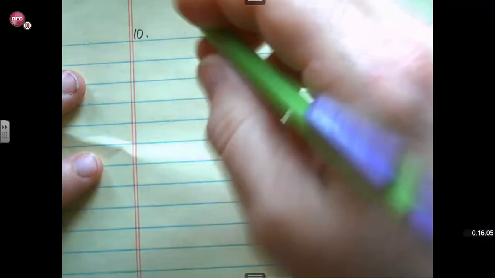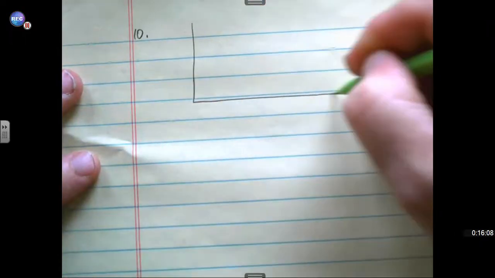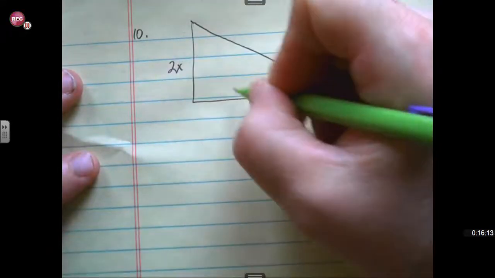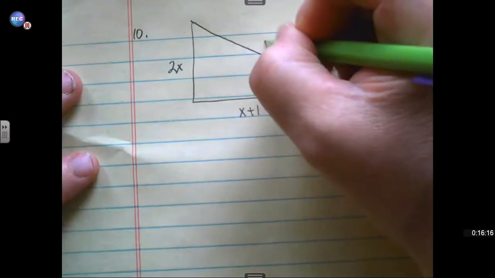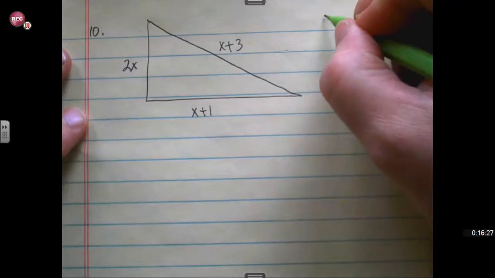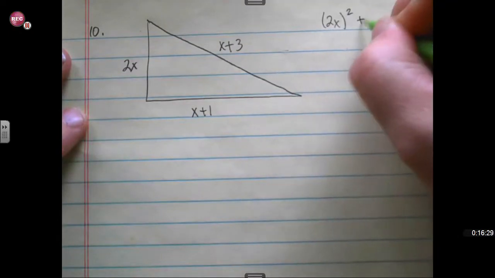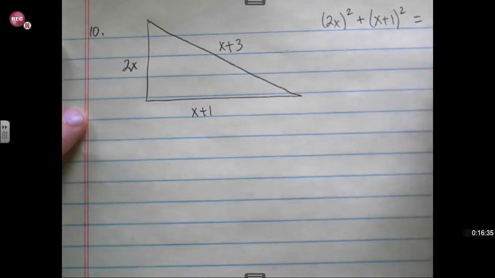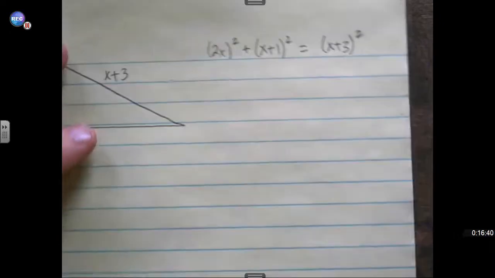Number 10 has a right triangle. This is 2x. This is x plus 1. This is x plus 3. And so we would use the Pythagorean theorem to find x, since this is a right triangle. So 2x squared plus the quantity x plus 1 squared equals the quantity x plus 3 squared. So leg squared plus leg squared equals hypotenuse squared.